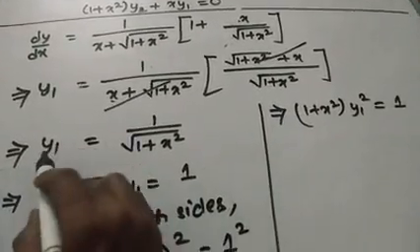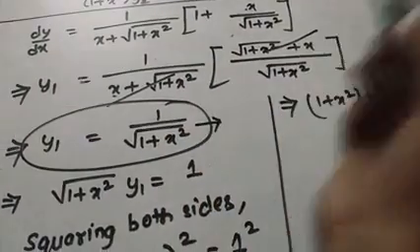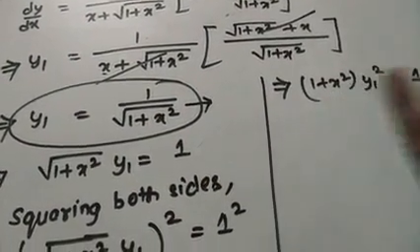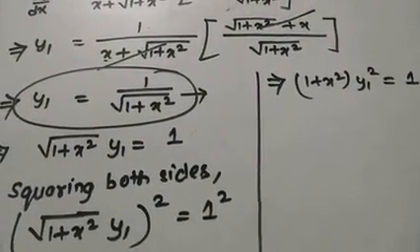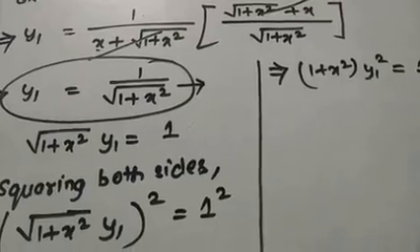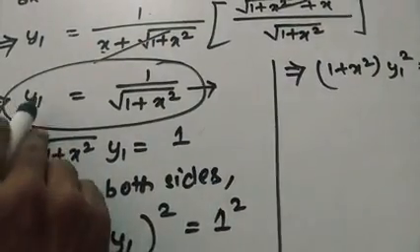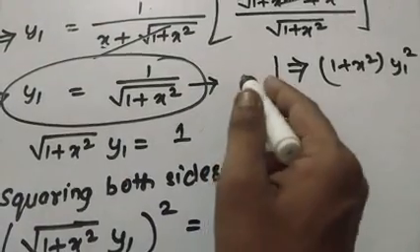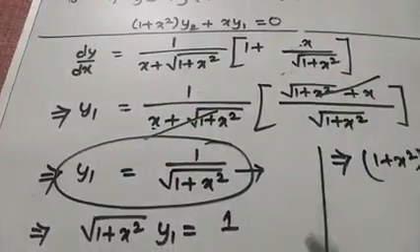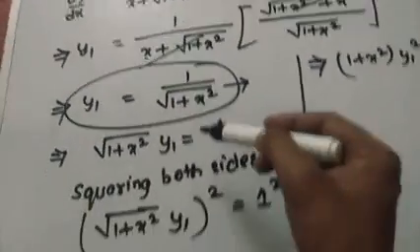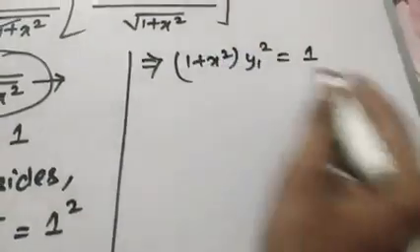See here is y1. From this step also you can simply find d2y by dx2 by differentiating again. That is another way. I am solving this question in another way. Whatever the way you like, you can go with that way. From here you can simply differentiate this expression again, find d2y by dx2, then put in these expressions and you will get your result, or by this method also, squaring both sides. Now we'll differentiate this expression.